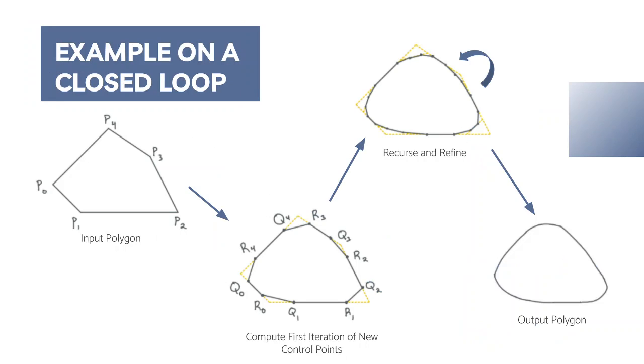Just to really drive this topic home, since it forms the basis for many other subdivision surface generation schemes, here's an example on a closed input loop. You can see we have our input polygon with control points P0 through P4, and from there the first iteration refinement is computed, and we can see the addition of the new control points and their connection to exclude the original control points. Thus, if you begin with n control points, your resultant figure will have 2n control points. After the first iteration, we recurse and refine until a smooth limit curve is achieved, as is shown by the output polygon.